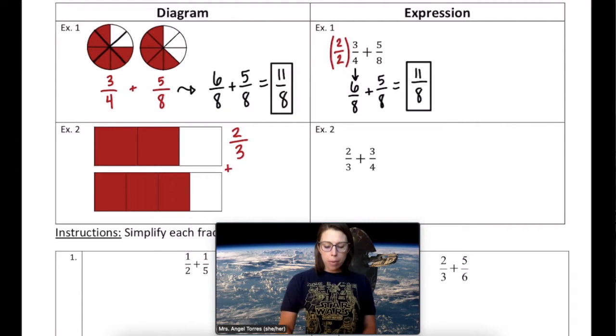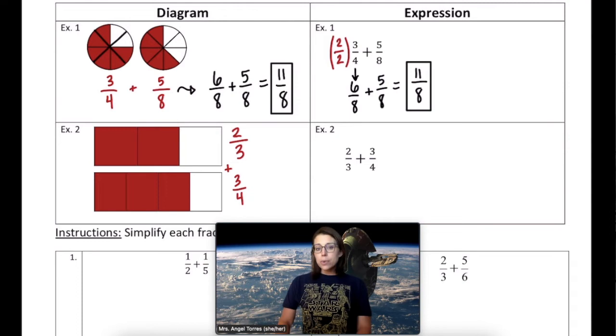In the top part of this diagram, I have 2/3. And in the bottom part, I'm trying to add 3/4 to that. Now this one is harder because I can't change thirds into fourths. And I also can't change fourths into thirds. So we have to find some type of common ground, a number that they both multiply into evenly. Wait, don't we have a tool for that? That's right, we have multiplication charts.